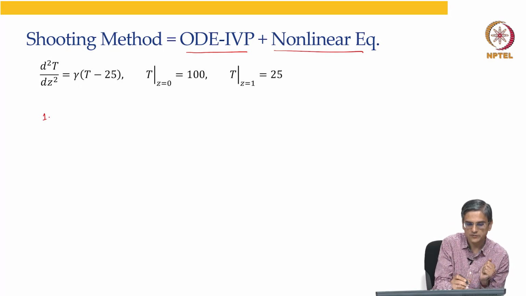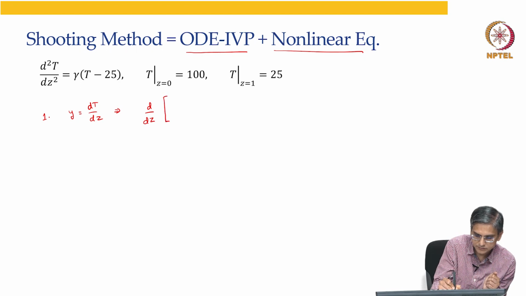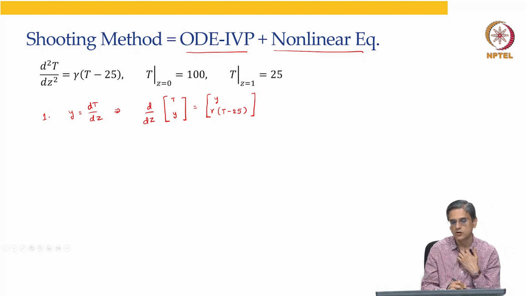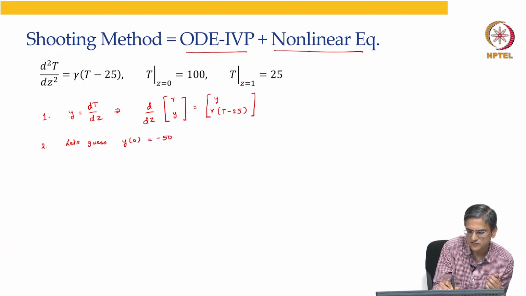First, what we did is we wrote y equal to dT by dz. Using that, we converted the second order ODE into a set of first order ODEs. Then we said let's guess an initial value for y0. I think we took minus 50 in this particular example, and see what we get as the temperature in the rod.